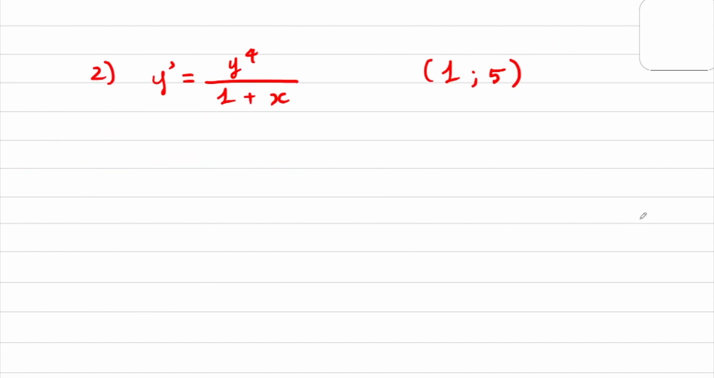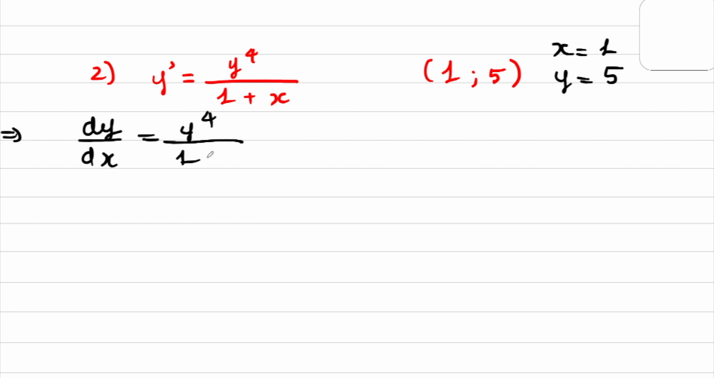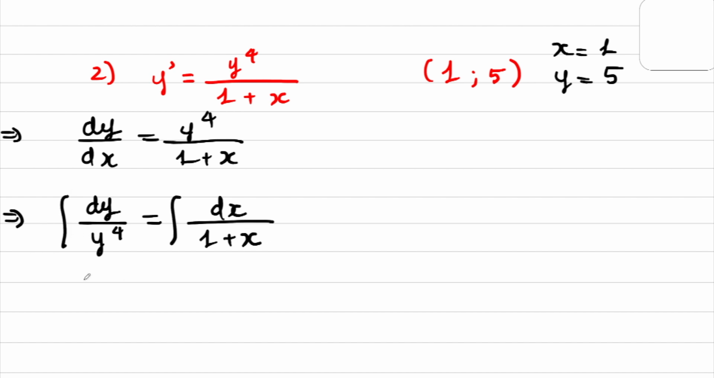So example 2, you got the point here as 1 and 5. So what does that mean? This means h equals 1 and y equals 5. Okay, so here is y and the h. You got y to the power of 4 and then you got 1 plus h like this one. After that, I've got here dy over y to the power of 4, and then you got dh over 1 plus h here. Integrate this one and integrate this one. Rewrite the first one in power form.